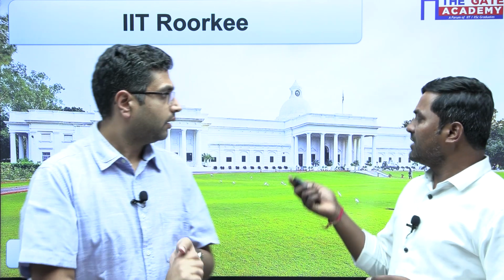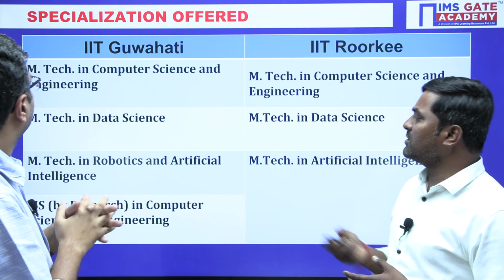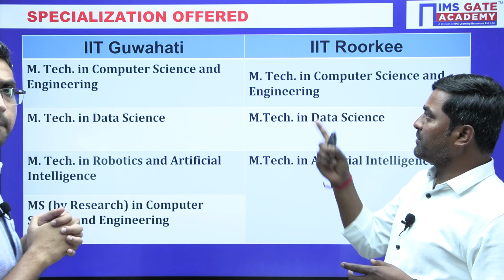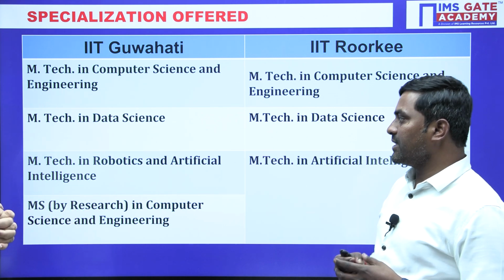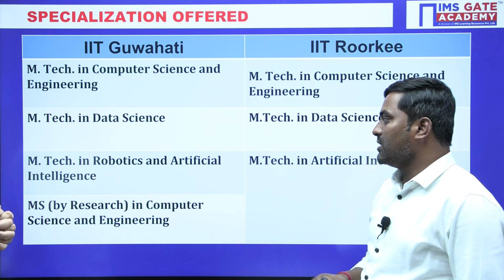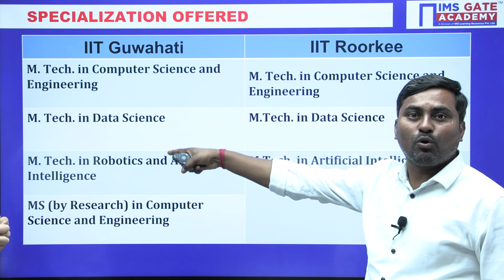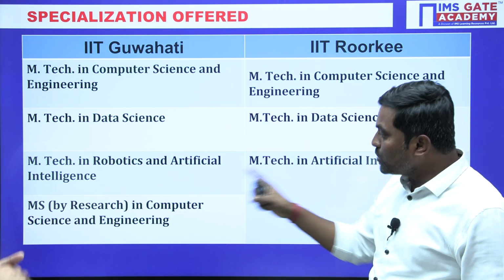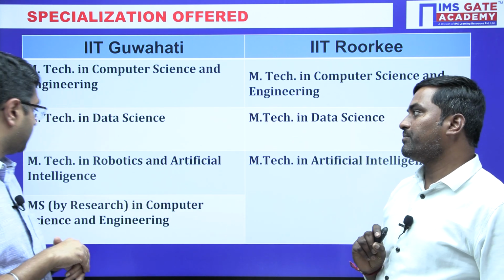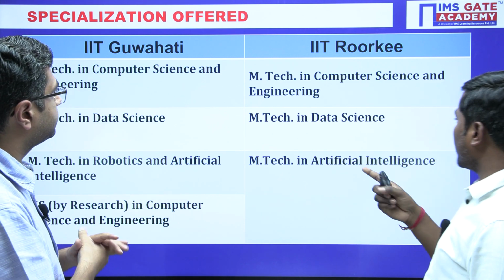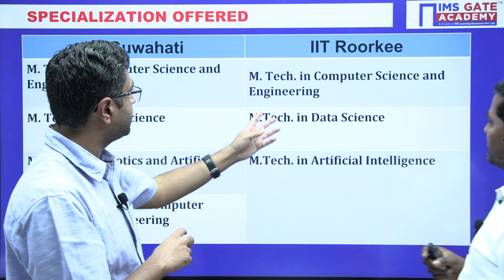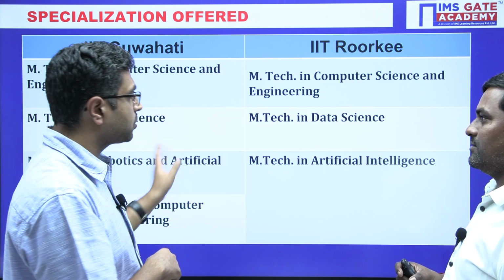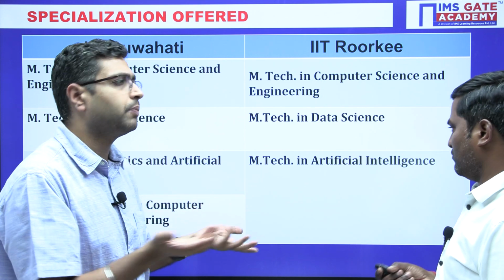Immediately we'll see what programs are offered by these 2 institutions. Look at IIT Guwahati: MTech in Computer Science, MTech in Data Science, and MTech in Robotics and Artificial Intelligence. These are the 3 MTech programs, and also MS by Research in Computer Science. At IIT Roorkee, they have MTech in Computer Science Engineering, MTech in Data Science, almost similar, and MTech in Artificial Intelligence. They are not using the word robotics, but definitely it should be a part of the syllabus.